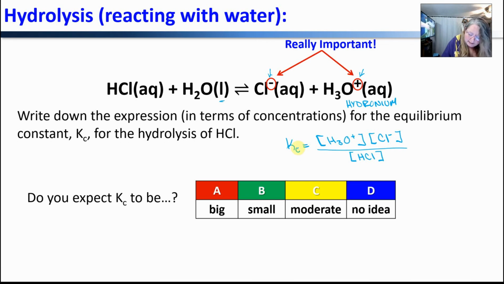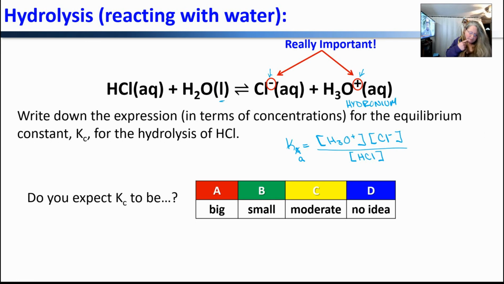Cool. We can do something here. I can rename this thing. I can call this a Ka instead of a Kc. It means the same thing, but it lets me specifically identify that I'm working with an acid. So I've done a hydrolysis reaction by putting an acid into water, and I can write the equilibrium reaction.